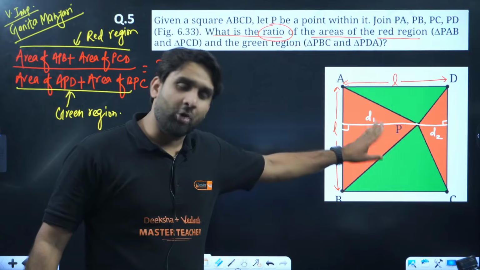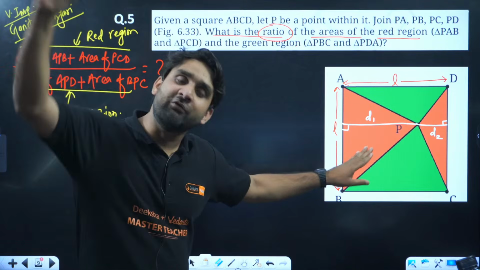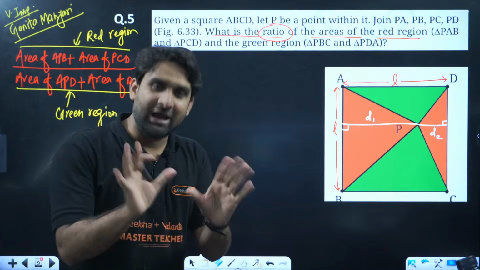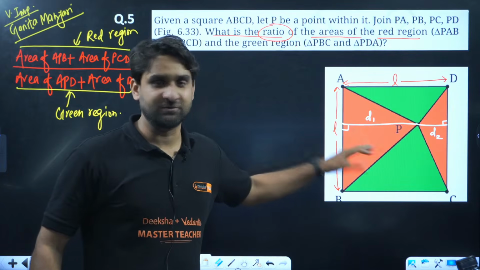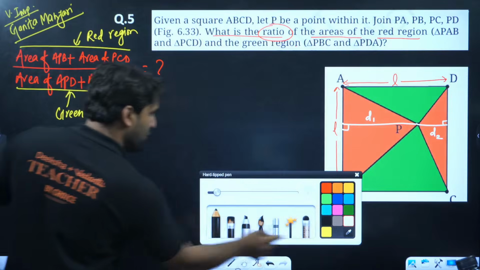First operate with the red region, then we will be moving to the green region later. Please have patience. Please focus on the red region only first. Okay. Now find out the area.